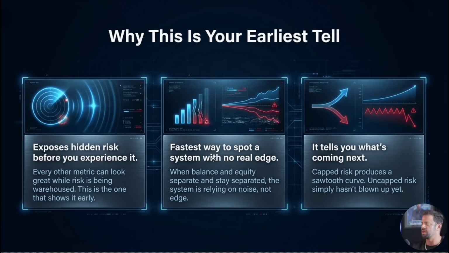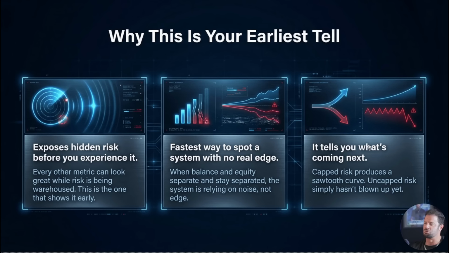Systems that have real edge don't need to warehouse risk because they know that they will win over time, and they don't need to just hold positions and pray that they come back. All right. So when balance and equity curves are separating and the separation is very large and very consistent, it's really that the system is trading noise. In other words, it has no edge. It's just holding, and it doesn't want to take losses, and it doesn't have a real edge.